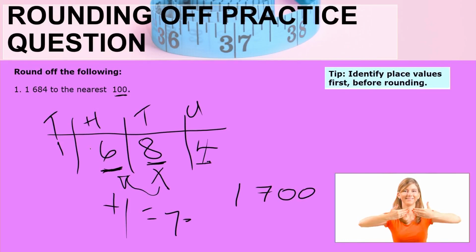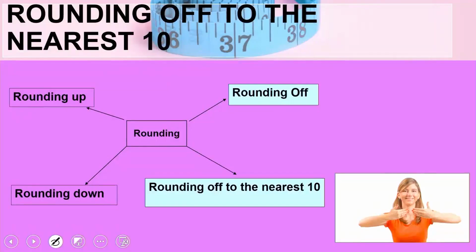I want to recap quickly. If we are having 1,684, you identify the place value so that you can get which value it's a 100, and then we found that 6 is 100. Therefore, 8, because it comes immediately after 6, will guide us as to whether we round up or we round down. Therefore, because 8 is more than 4, then we round up, we add 1, and then our answer is 1,700. The next section, remember, we've already covered rounding off.